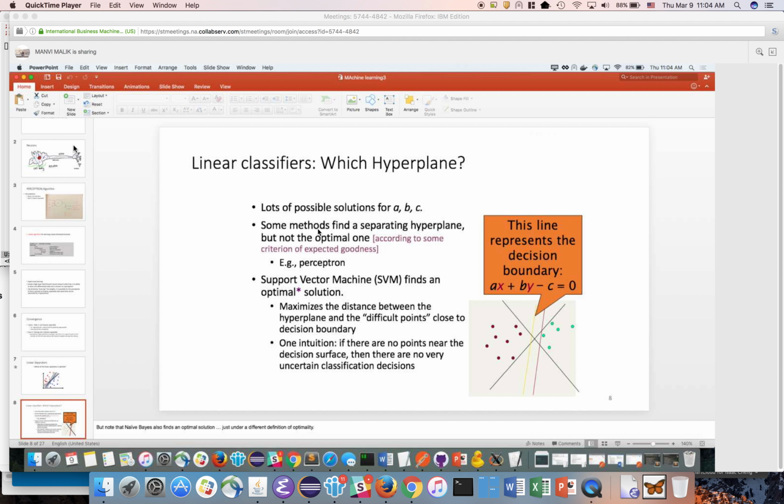And as I said, the support vector machines. The support vectors over here are these difficult points which are closest to the hyperplane. Those are my support vectors. And the notion is to maximize the distance between the hyperplane and these difficult points.